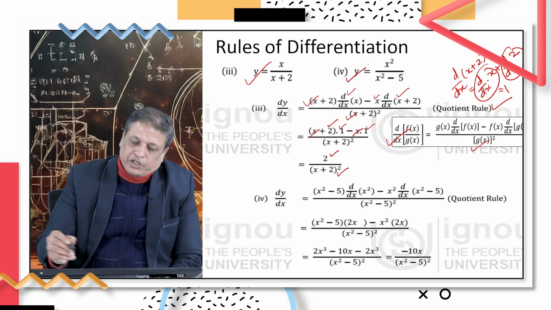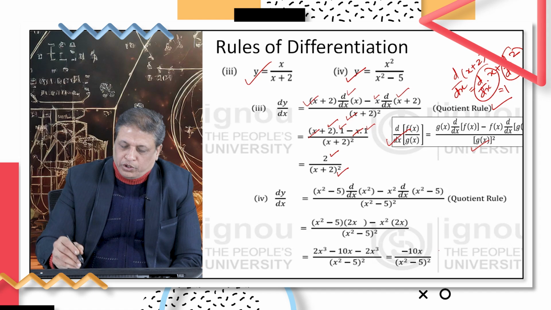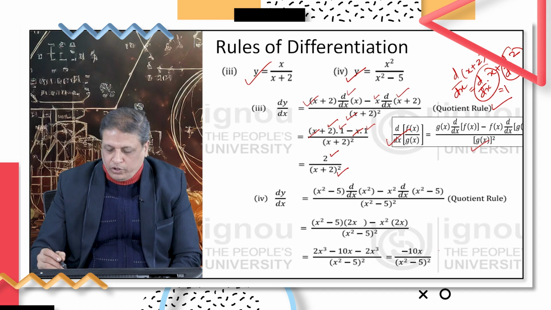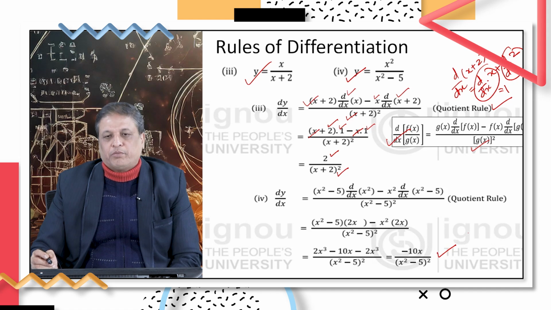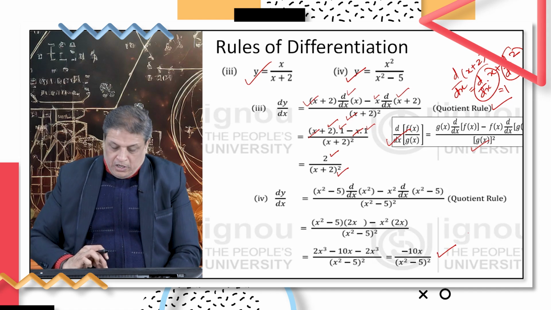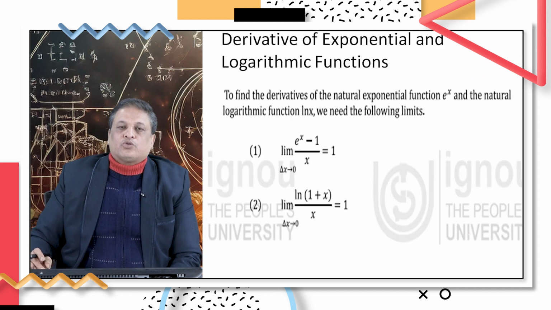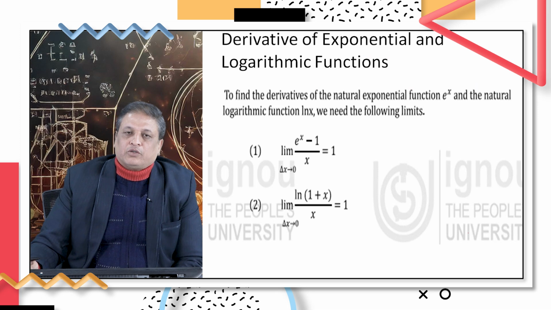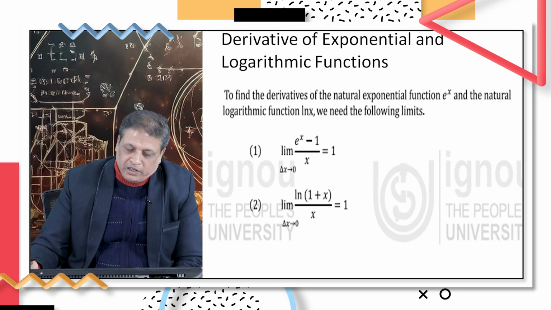Again applying the quotient rule to the question y is equal to x square upon x square minus 5, you will get the answer minus 10x upon x square minus 5 whole square. Again, I recommend you solve more and more numericals given in the self-learning material for better understanding.